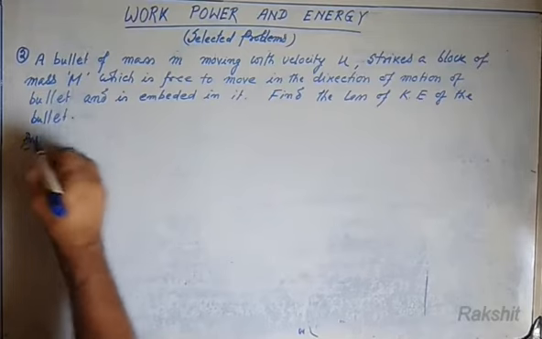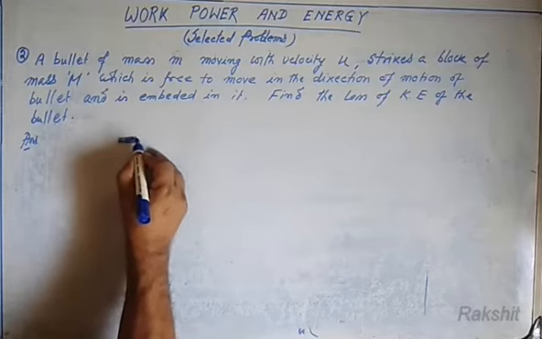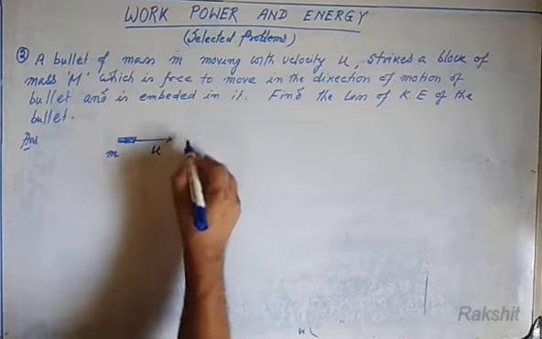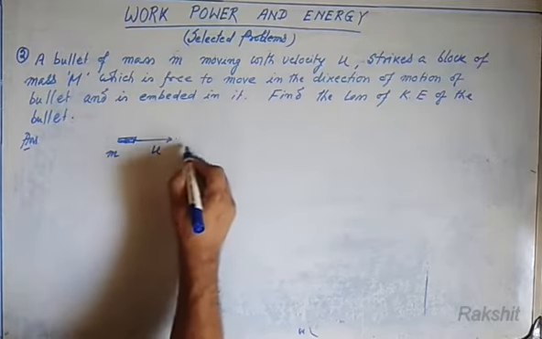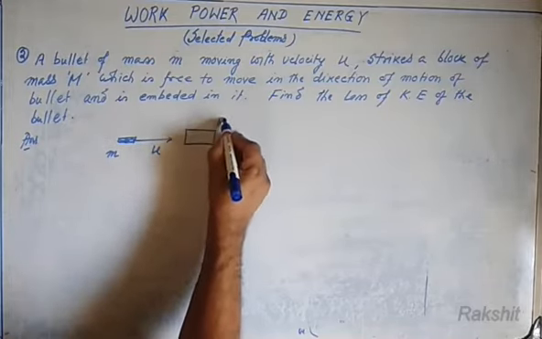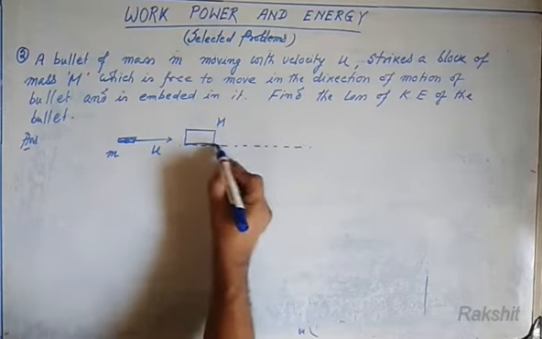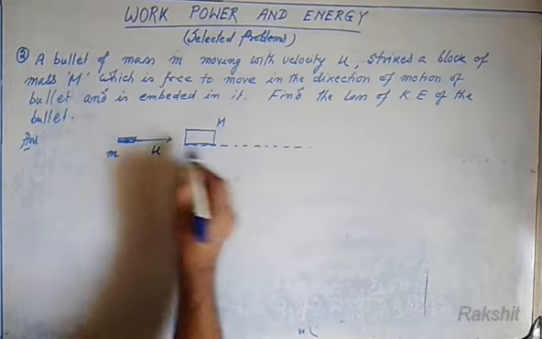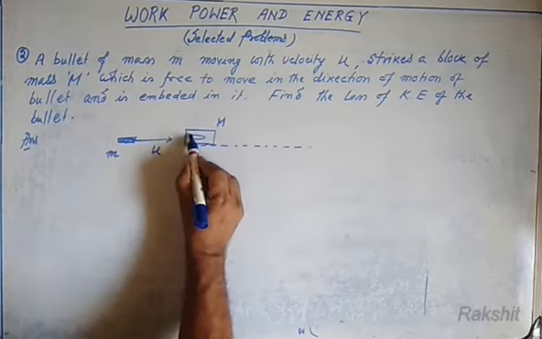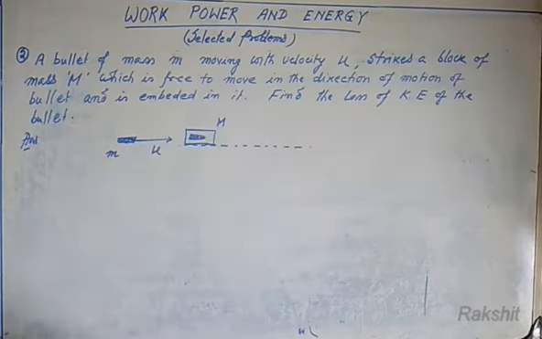Answer. There is a bullet. This is the bullet, and the velocity of the bullet is equal to u, and the mass of the bullet is equal to m. It is moving with velocity u and strikes a block. This block has mass capital M and it is free to move along the direction of the motion of the bullet. After striking, the bullet is embedded inside the block. Find the loss of kinetic energy of the bullet.